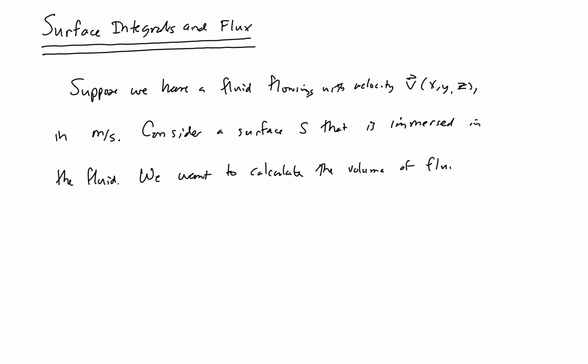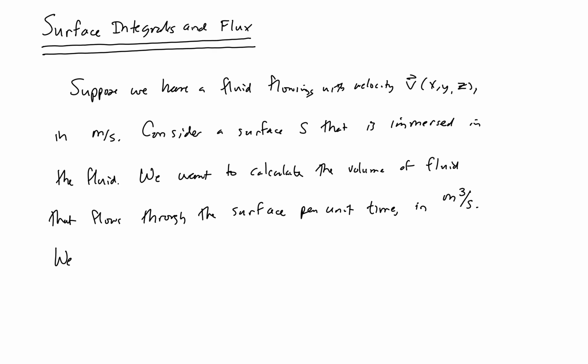So we want to calculate the volume of fluid that flows through the surface per unit time. So this should be measured in meters cubed per second. So it's some volume per second. So we refer to this as the flux of our vector field V through S.